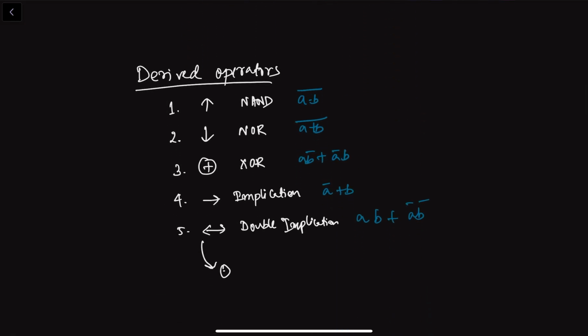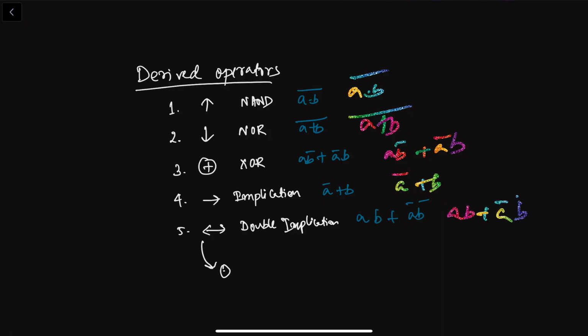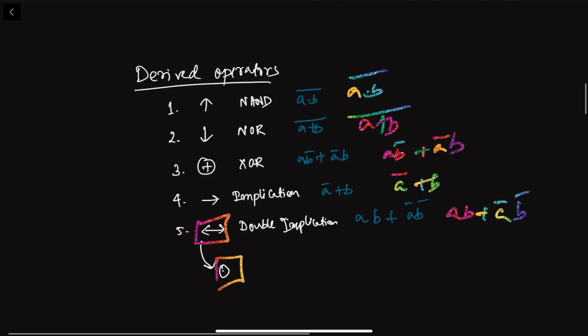Now let's come to derived operators. Derived operators are basically operators made up of primary operators. NAND is A dot B complement, NOR is A plus B complement, XOR is A B complement plus A complement B, implication is A complement plus B, and double implication is A B plus A complement B complement. The double implication we can either write with this double arrow, or we can write XNOR. It is also called XNOR in Boolean algebra.